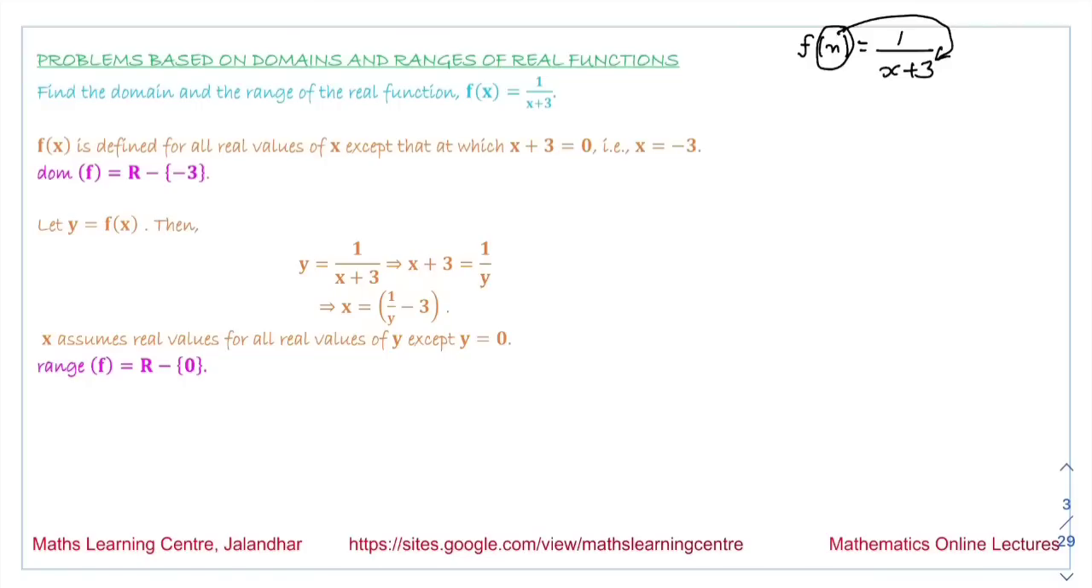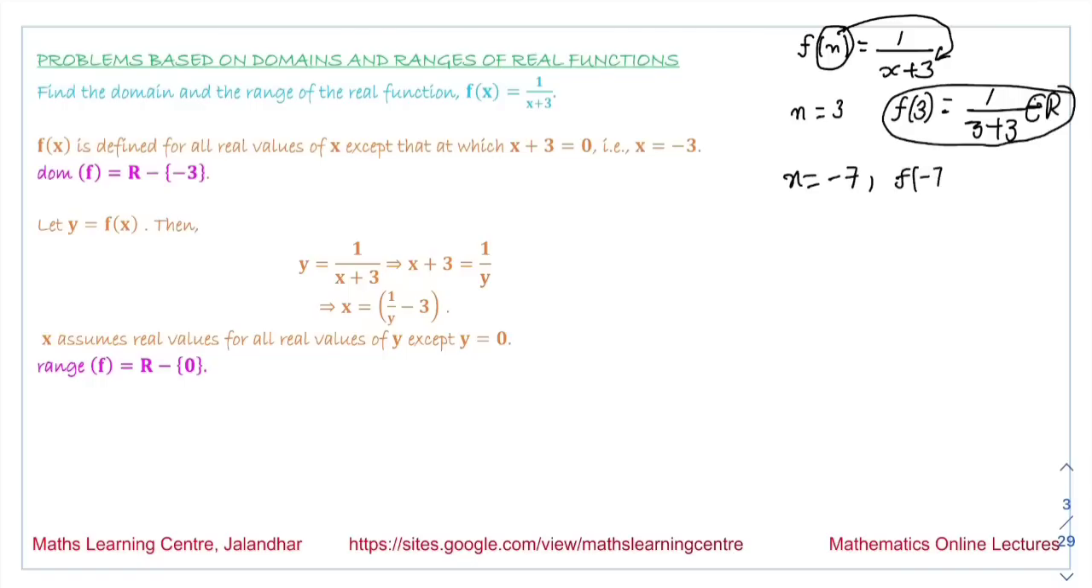Now suppose I am substituting the value x is equal to 3. The value of f(3) will be 1 over 3 plus 3, and this is a real number. So we are saying this function is defined for 3. If I substitute x is equal to minus 7, I will get f(-7) is equal to 1 over minus 7 plus 3. Again this is some real number, it means the function is defined over here.